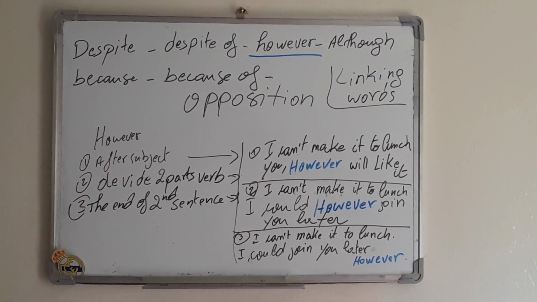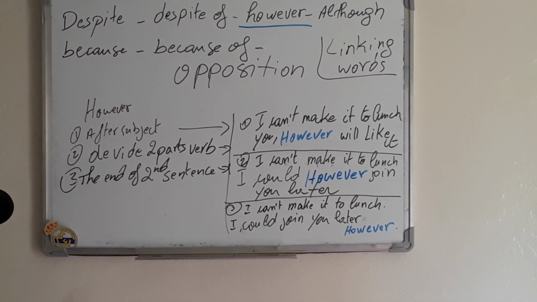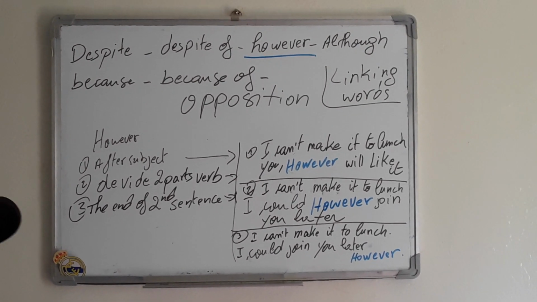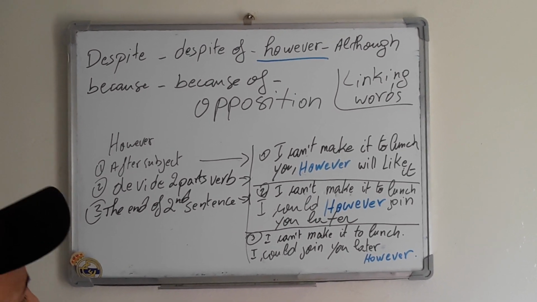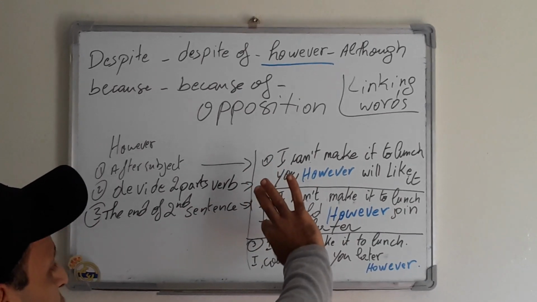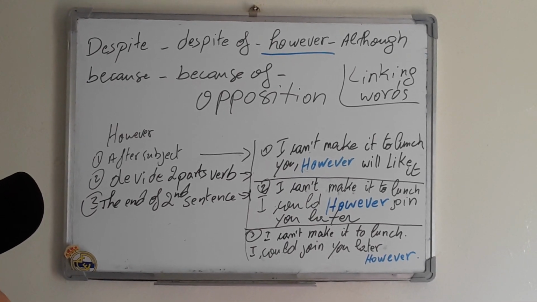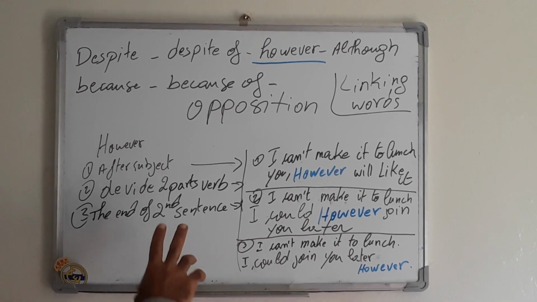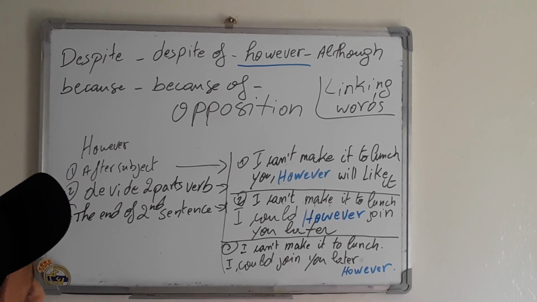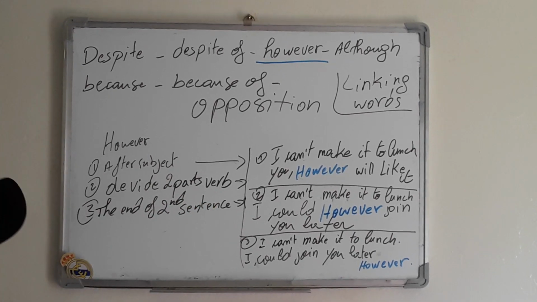In the second example, we use however to divide a two-part verb. What do we mean by a two-part verb? Those are composed verbs, like in the future simple or the present perfect. Here I choose a conditional. Any verb that is related to an auxiliary verb, because all those two-part verbs are with auxiliaries. Here I choose could to give the example of how to divide the two-part verb.